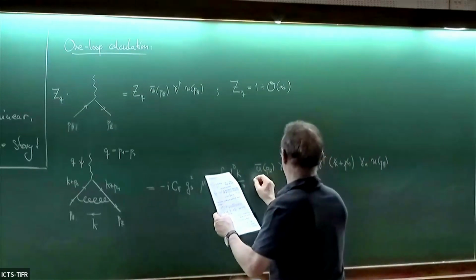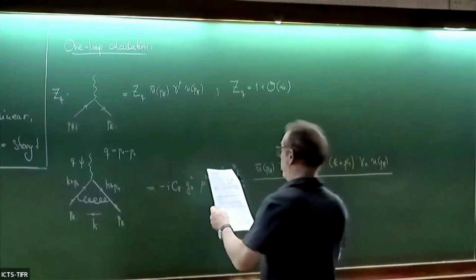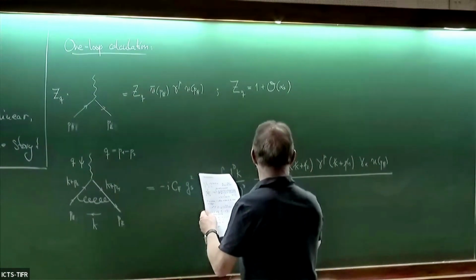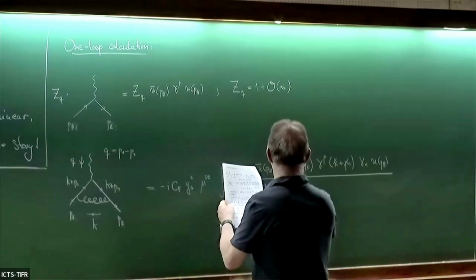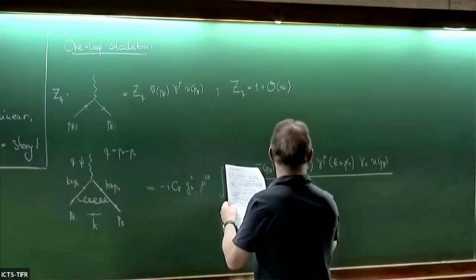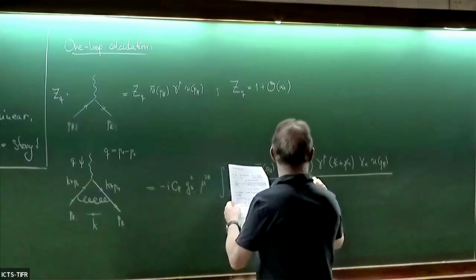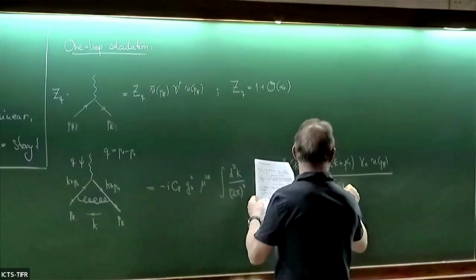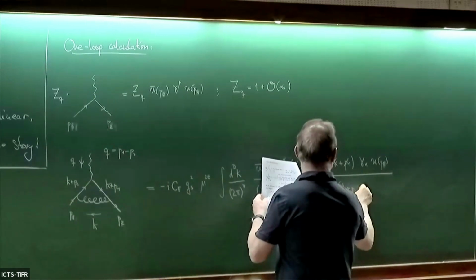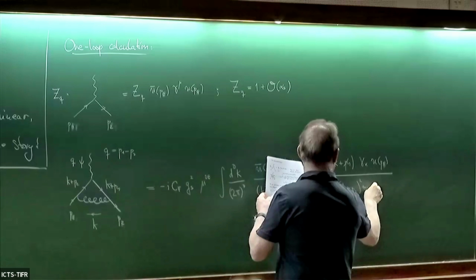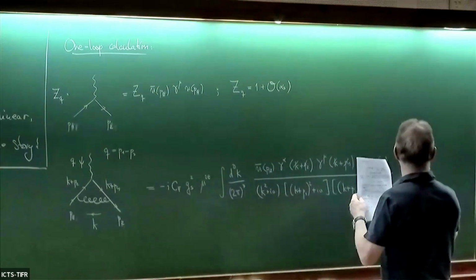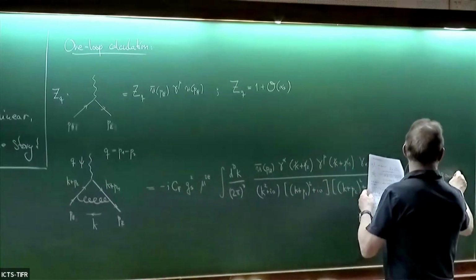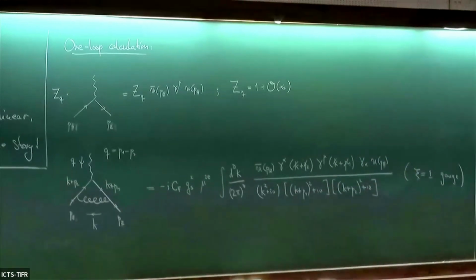And downstairs we have k square plus i0. This is the Feynman i0. Then (k plus p1) square plus i0, and then (k plus p2) square plus i0. This is a calculation in Feynman gauge, xi equal 1 gauge. And that's what you get.